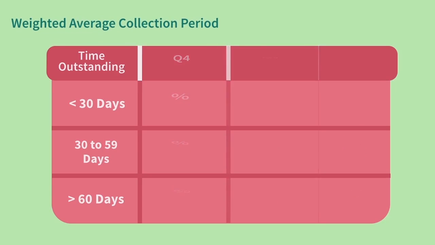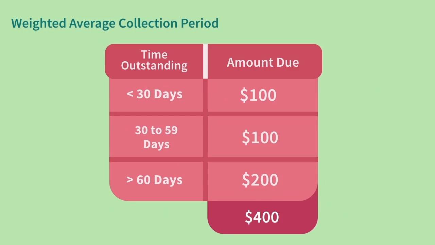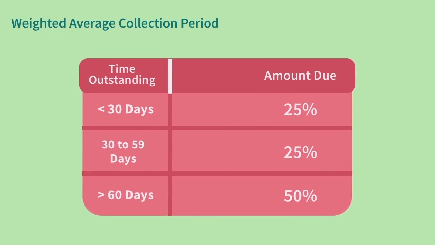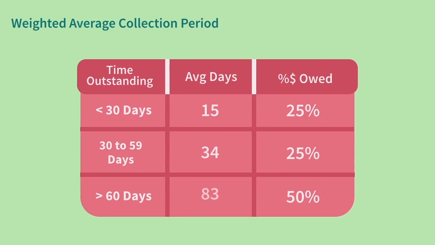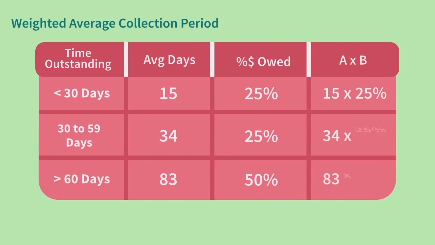The weighted average collection period then. To calculate this number, we look at the amounts due in the current period in terms of their relative size. In this case, for example, we have a total of $400 in receivables, 50% of which has been outstanding for more than 60 days. From there, we record the average number of days that receivables are outstanding in each category. I'm going to use some arbitrary numbers here to illustrate this idea. The last step then is to just multiply column A by column B, the average number of days outstanding in each category, by the proportion of the overall receivables in each category, and then take an average.